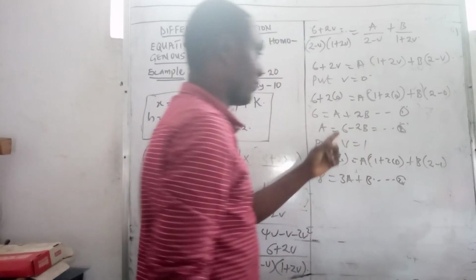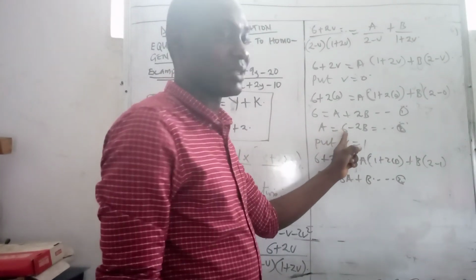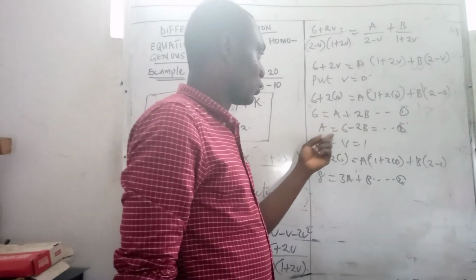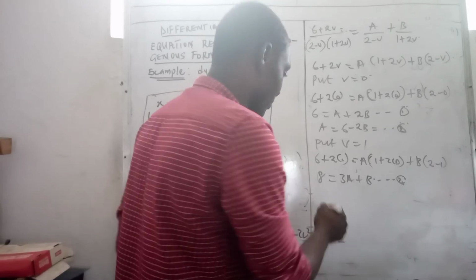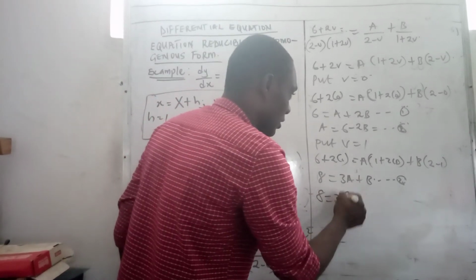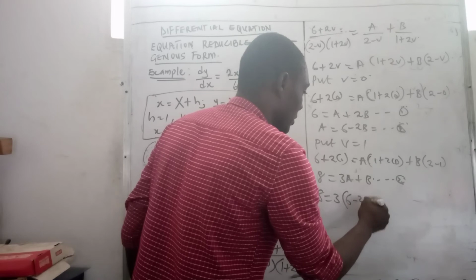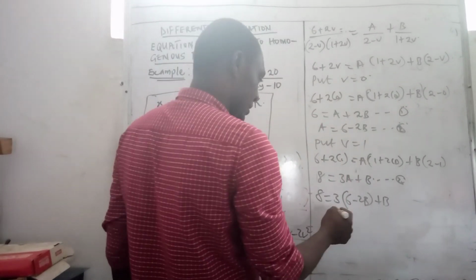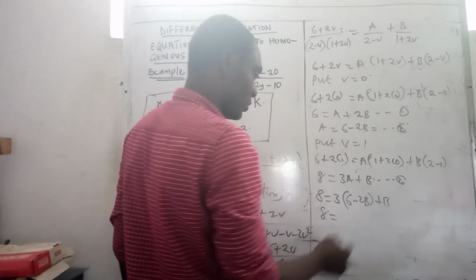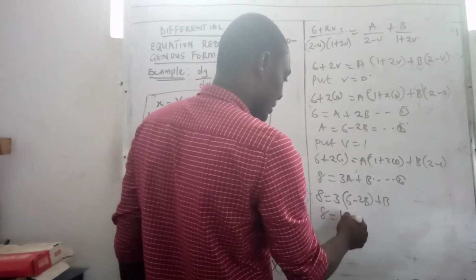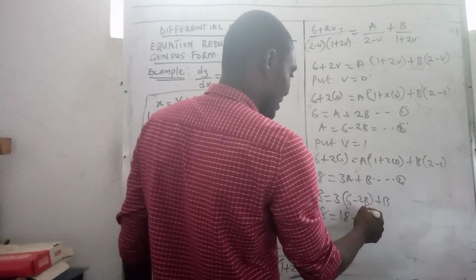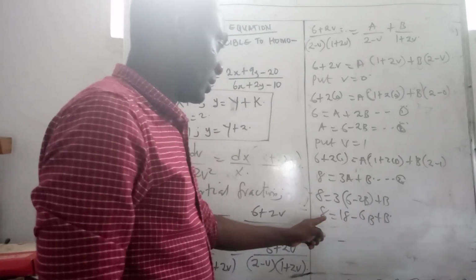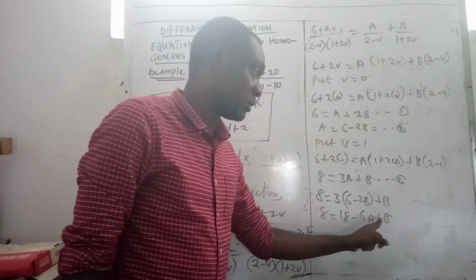So now, from my first equation, I said let A equal 6 minus 2B. So I'm just going to substitute this for A in this equation. So I'm going to have 8 equals 3 into 6 minus 2B plus B. So I'm going to have 8 equals 18 minus 6B plus B.